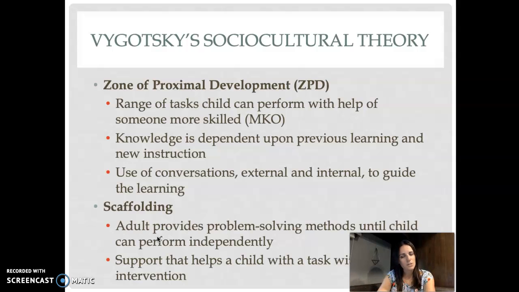I am reading and talking too fast. It's a range of tasks that children can perform with the help of a more knowledgeable other, someone more skilled than them. This is usually a teacher, another adult, oftentimes a peer who is older or more experienced than them. Knowledge is dependent upon previous learning and new instruction, and there's conversations, external and internal, all of which guide learning.